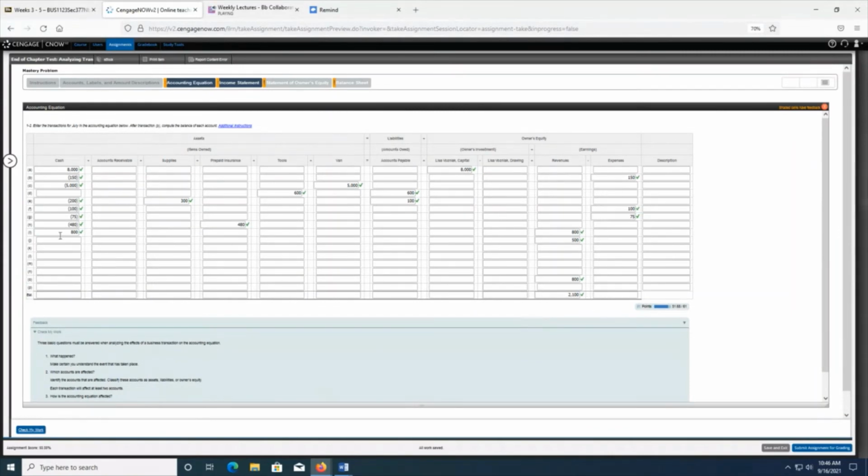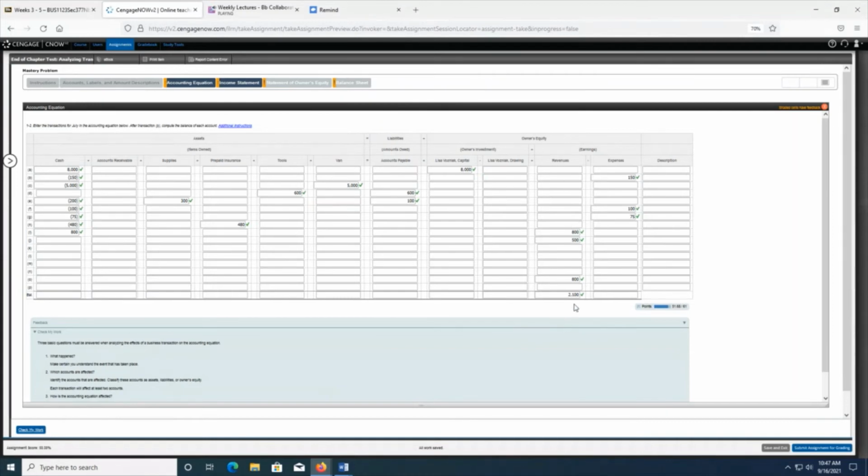Just because you get check marks doesn't mean it's completely right. Do you see that? Because it gave me check marks here, but it didn't take away for the other things, and it won't do that until you submit it. But it won't give you the points. I still don't have any additional points for that transaction, because I only did half of the transaction.